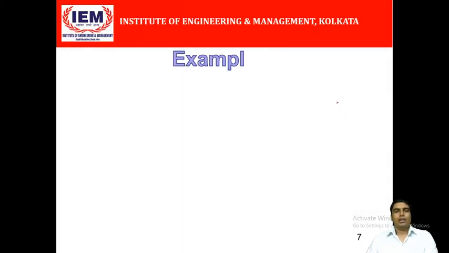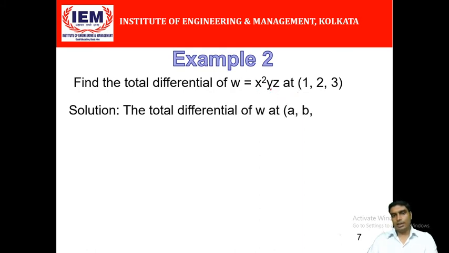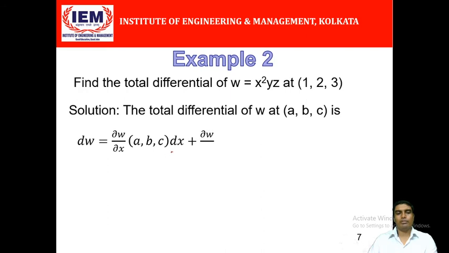Now the next example, where we'll find the differentiation. Find the total differentiation. Here w involves three variables x, y, z, but it is not mentioned that it is a function of t. Let's assume all these are functions of t. Now we'll find the total differentiation of this function at the point (1, 2, 3). By using the previous formula, I know that dw equals ∂w/∂x at the point (a, b, c) into dx plus ∂w/∂y at (a, b, c) dy plus ∂w/∂z at (a, b, c) dz.